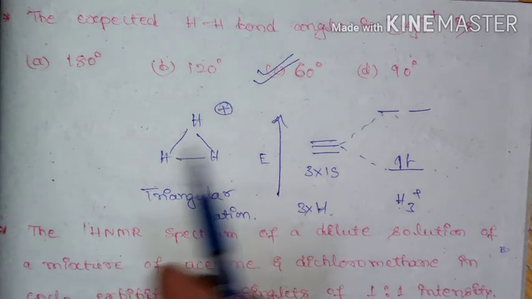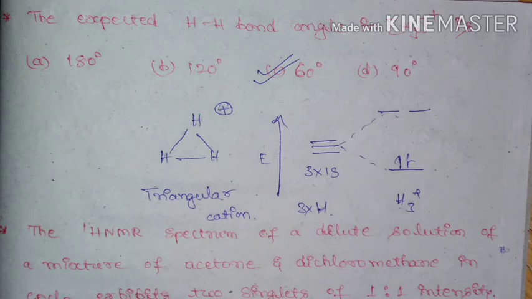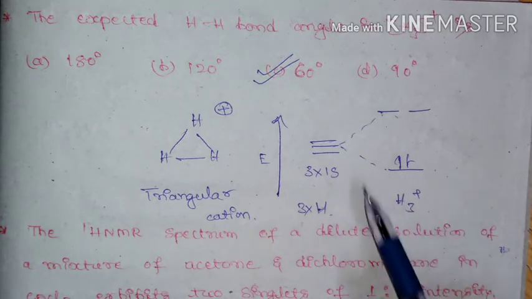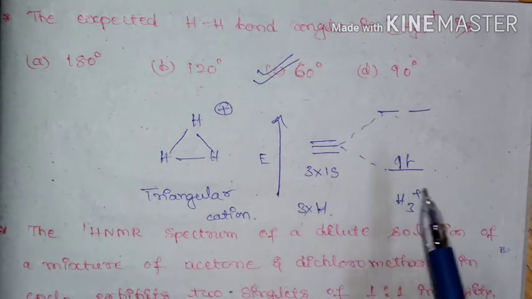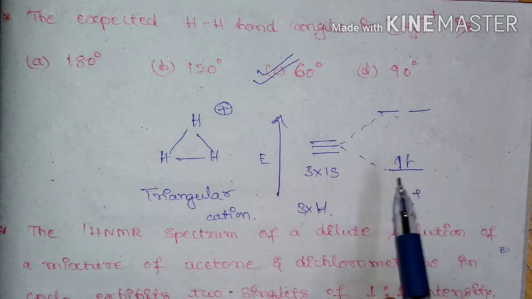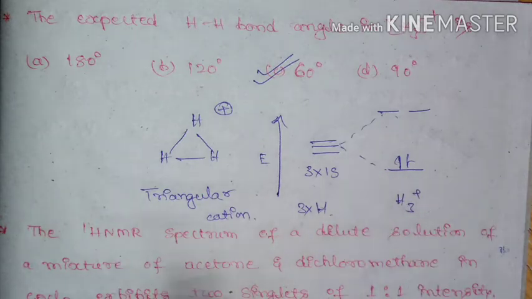So this is the structure of H3+. It is a triangular cation, and this is the molecular orbital diagram, that is in the lower energy level it is having 2 electrons. Okay, and the expected bond angle will be 60 degrees.